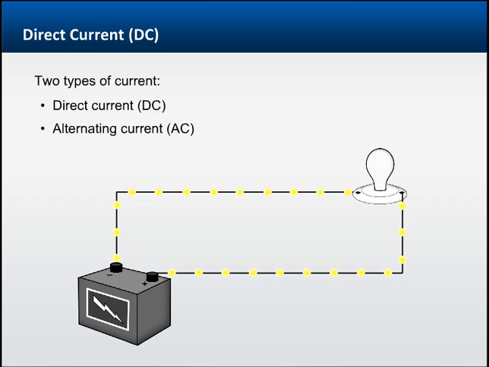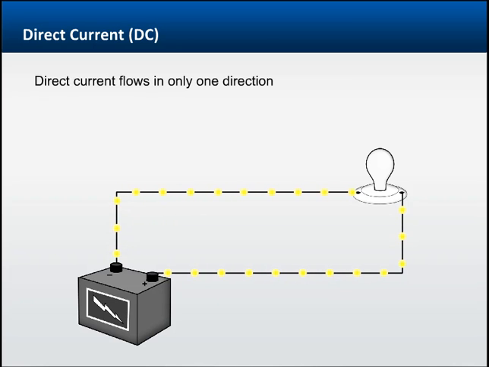There are two basic types of electrical current: direct current, or DC, and alternating current, or AC. In a direct current system, the electrons flow through a conductor in only one direction.